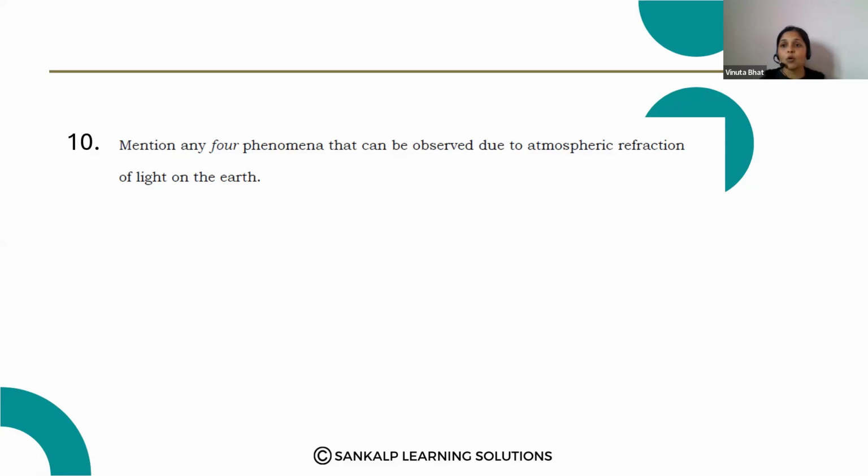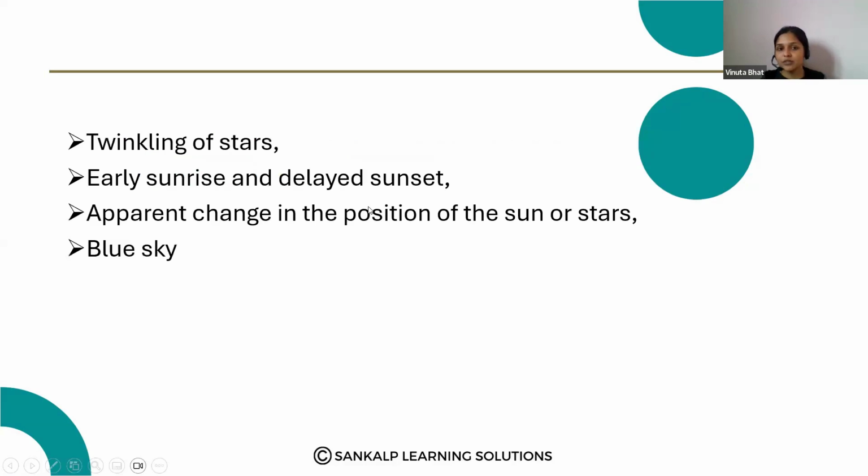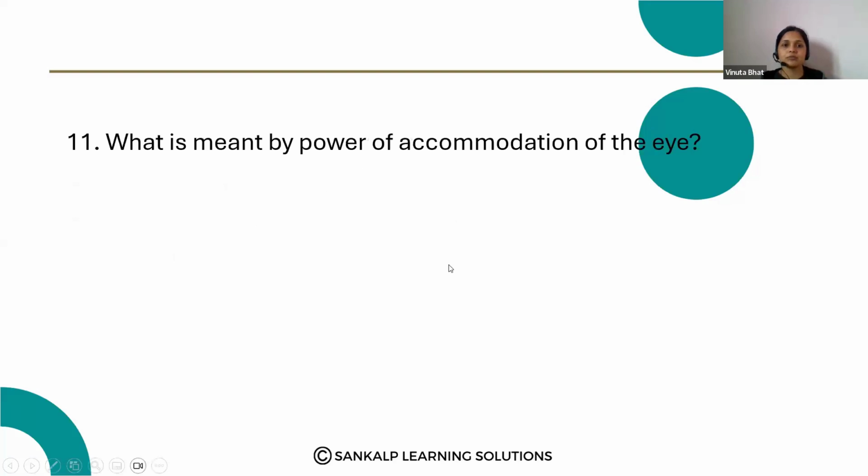Already you have studied why these things happen, why twinkling of the stars, why early sunrise and delayed sunset, why the sun and stars do not appear in a particular position, and why the sky color is blue. In detail you have studied these in this chapter, so I will not give the explanation. Okay. Next question.